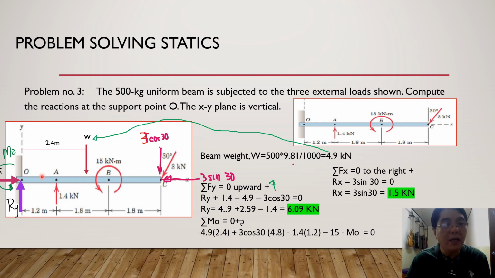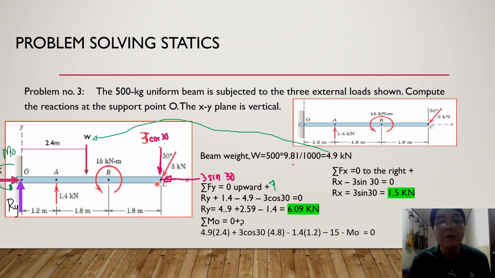And what are the other forces that will cause clockwise moment? Eh di itong 3 cosine 30 to, no? Kasi pag ikot niya, clockwise siya. 3 cosine 30, eh di ito yun. Tapos anong perpendicular distance niya? That will be 1.8 plus 1.8, that is 3.6. That is 4.8. 4.8. Okay.